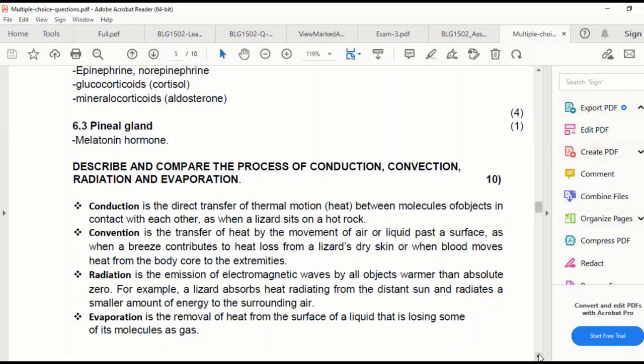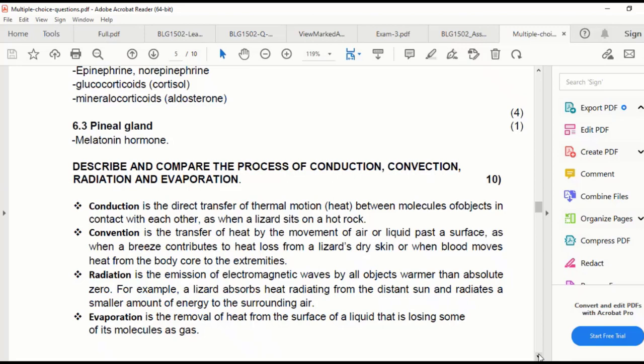And convection is the transfer of heat by the movement of air or liquid past a surface, as when a breeze contributes to heat loss from a lizard's dry skin, or when the blood moves heat from the body core to the extremities.